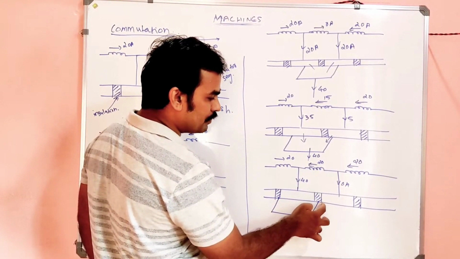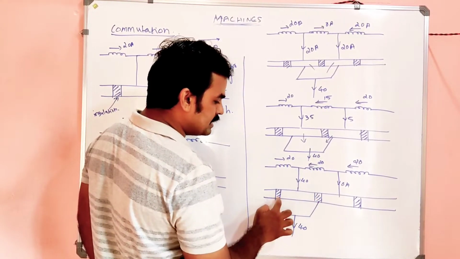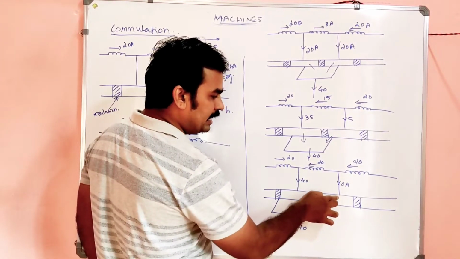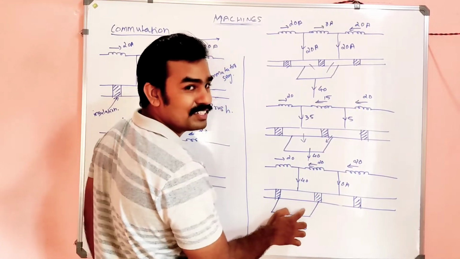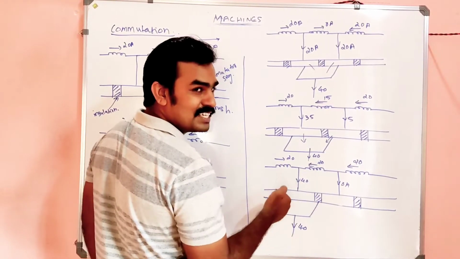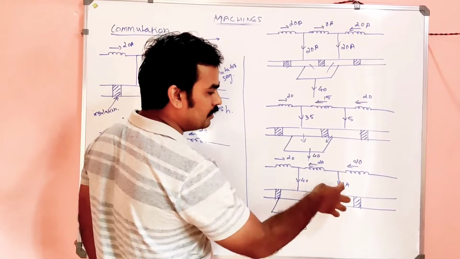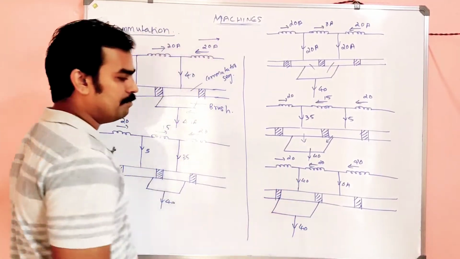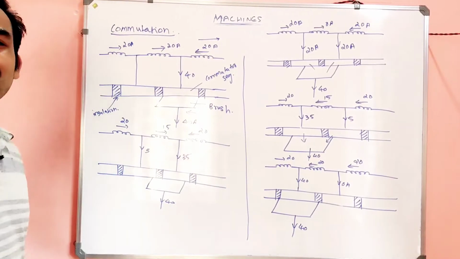This is the insulating medium, only this portion is conducting, so nothing in this region will influence this brush because it is isolated. There is an insulation, it is isolated. So what happened? There is 0 ampere, and there will be completely 40 ampere in the current, and again 40 ampere is collected.